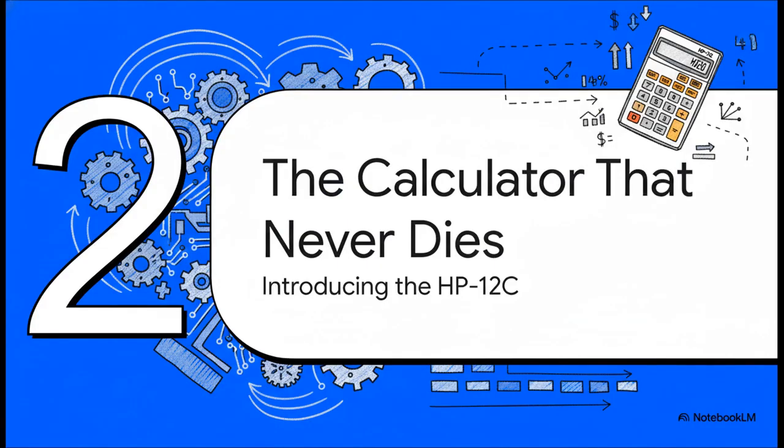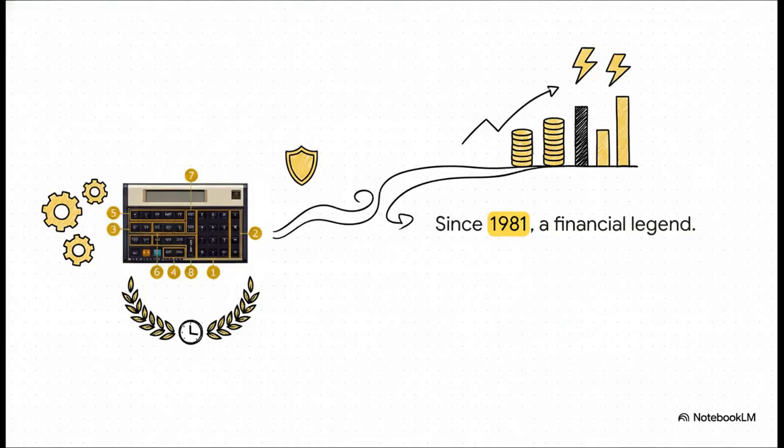So now that we know the language, we need a translator. We need an expert. And for more than 40 years, the undisputed expert in the field has been one single iconic little device. Everybody, meet the HP-12C. Hewlett-Packard launched this thing way back in 1981, and it became the industry standard almost overnight because of how tough and how simple it was. It's so reliable, people actually call it the calculator that never dies.